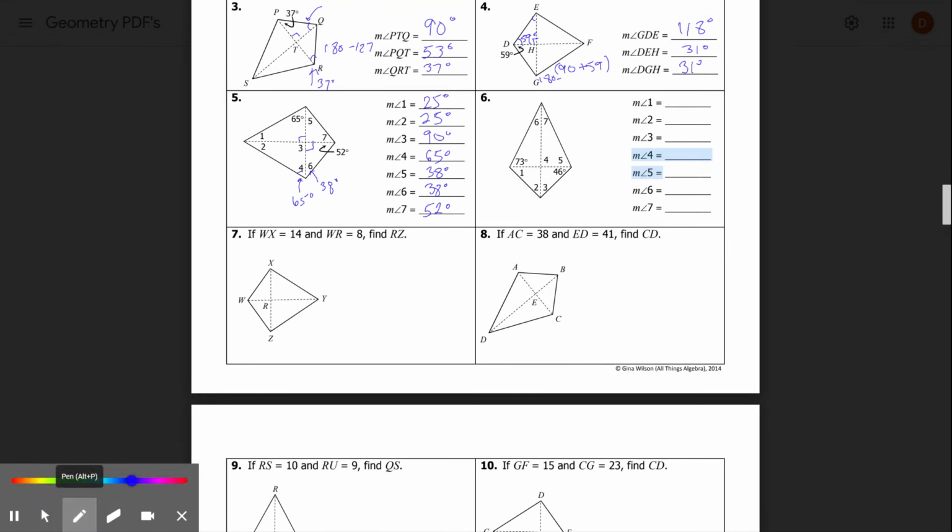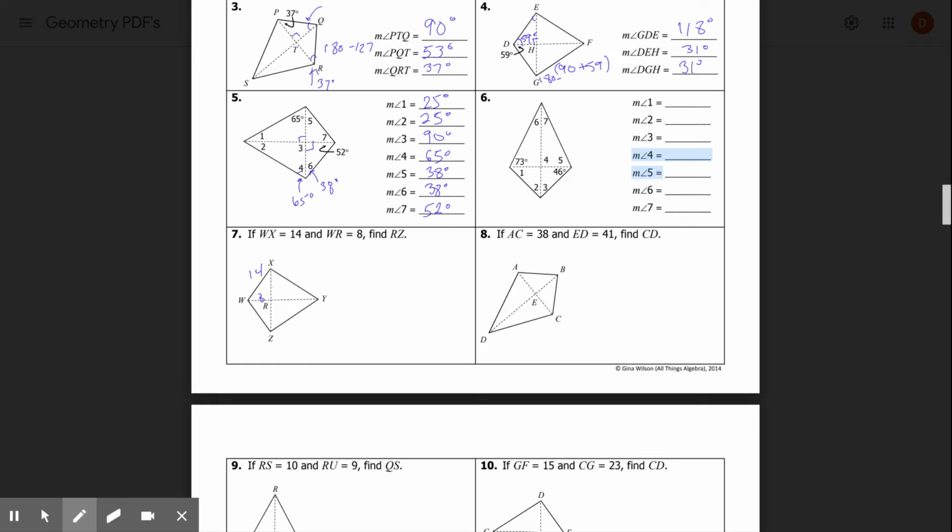Let's look at number 7. If WX is 14 and WR is 8, find RZ. Okay, so this is 14 and WR is 8, find RZ, which is the same as RX. So you're using the Pythagorean theorem here on this one.